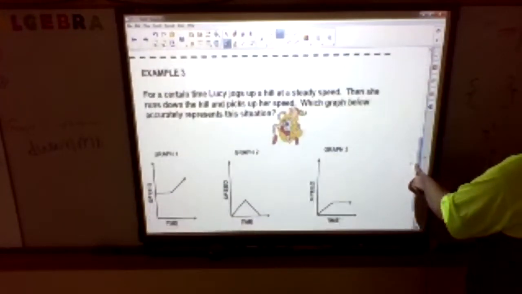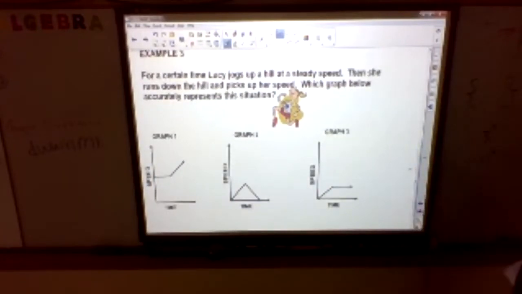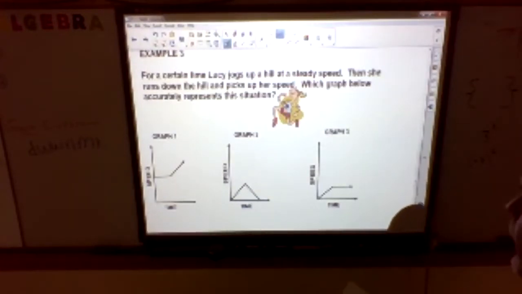So example 3: for a certain time, Lucy jogs up a hill at a steady speed. Then she runs down the hill and picks up her speed. Which graph below accurately represents this situation? I want you to pause me and see if you can figure out which graph you think it is. Unpause it and come back here and we'll talk about it. So go ahead and pause it and answer the question.